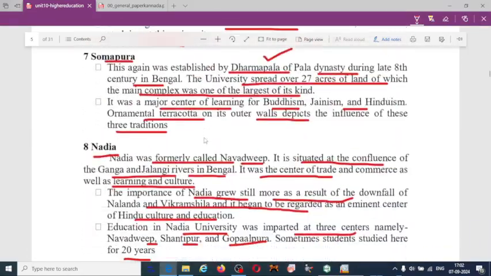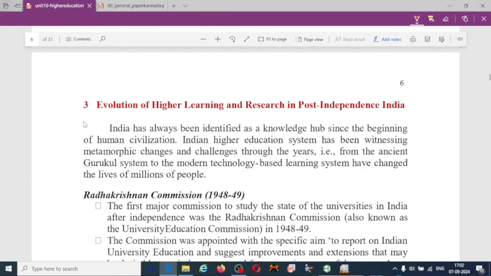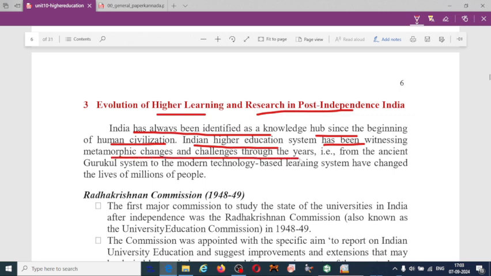So the next topic is evolution of higher learning and research in post independence India. So after that the evolution has started. From ancient Indian to right now, what we are having as the education system, how the evolution has started, we should know. India has always been identified as a knowledge hub since the beginning of human civilization. Indian higher education system has been witnessing metamorphic changes and challenges through the years.